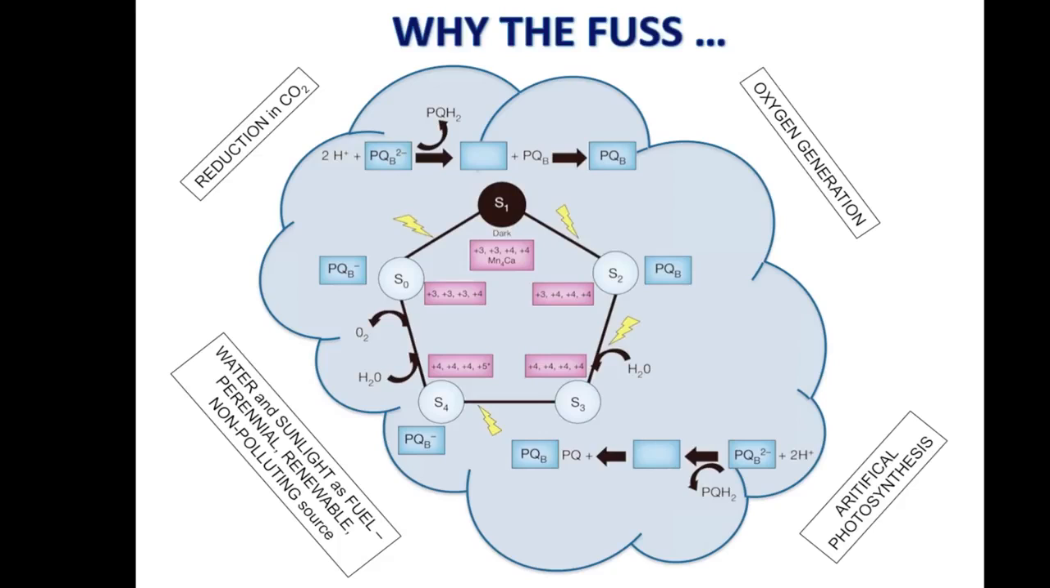I don't know if it's clear. It basically starts with S0, where a majority of the manganese are +3, and then with every single flash, you're increasing the oxidation state of one manganese atom, which compensates for the one electron that goes out of the cycle. Okay.